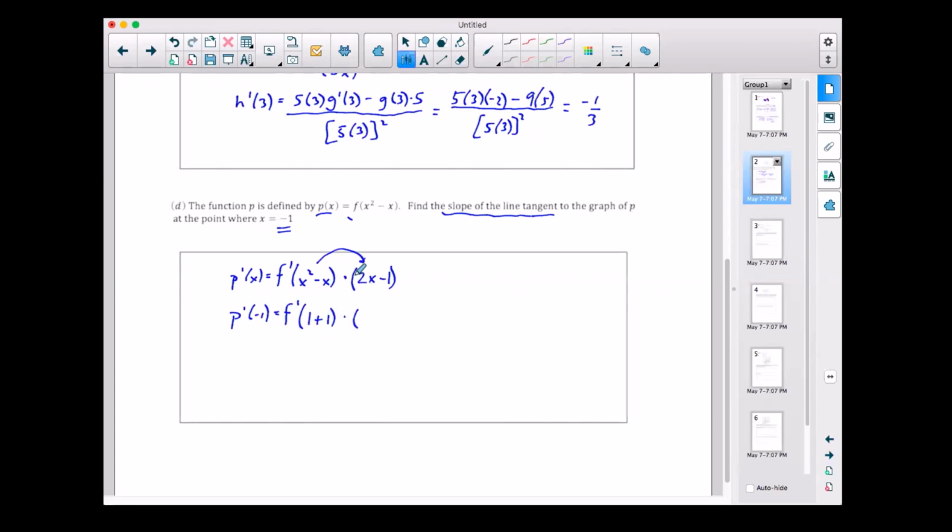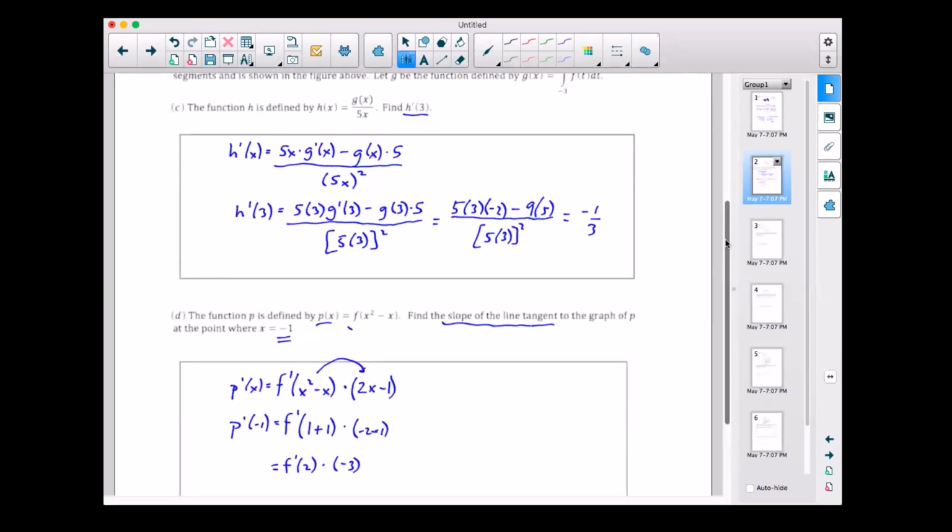And then we're going to have times 2 times -1 is -2, and then -2 minus 1. And so if we simplify this, we have f prime of 2 times -3. -2 minus 1 is -3. We can't leave it like this, because again, we can't type that into a calculator. We have to actually find f prime of 2.